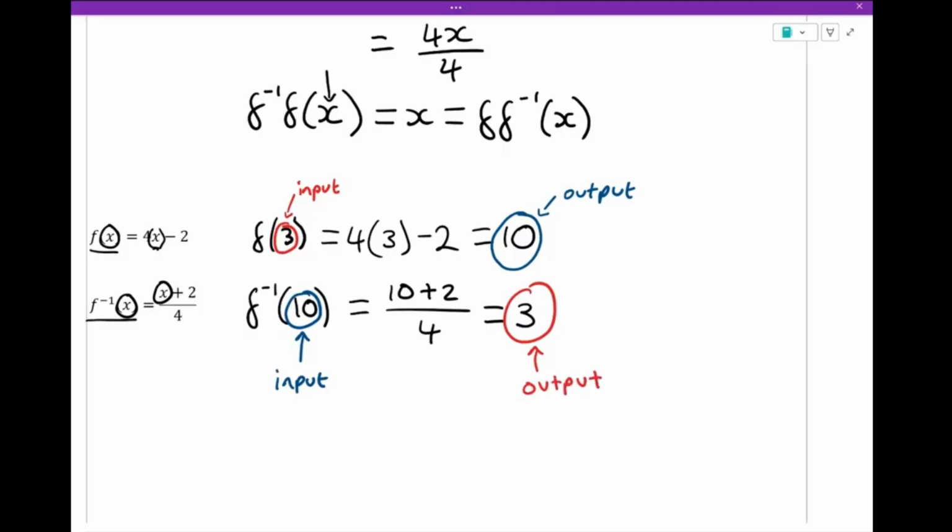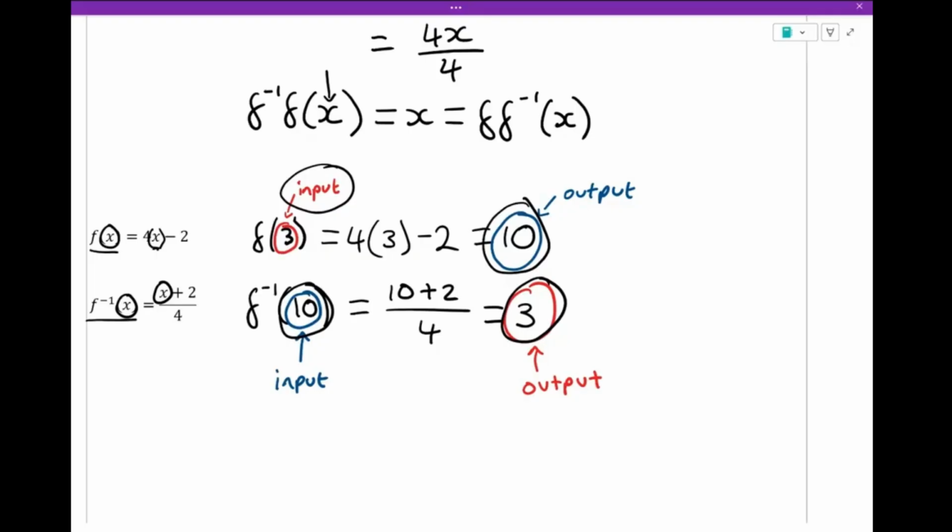So essentially what has happened is the inputs and the outputs have swapped around. Because 3 was the input for f of x, but it was the output for our inverse. And then 10 was our output for f of x, 10 was our input for our inverse. So the inputs and outputs swap for your function and its inverse.